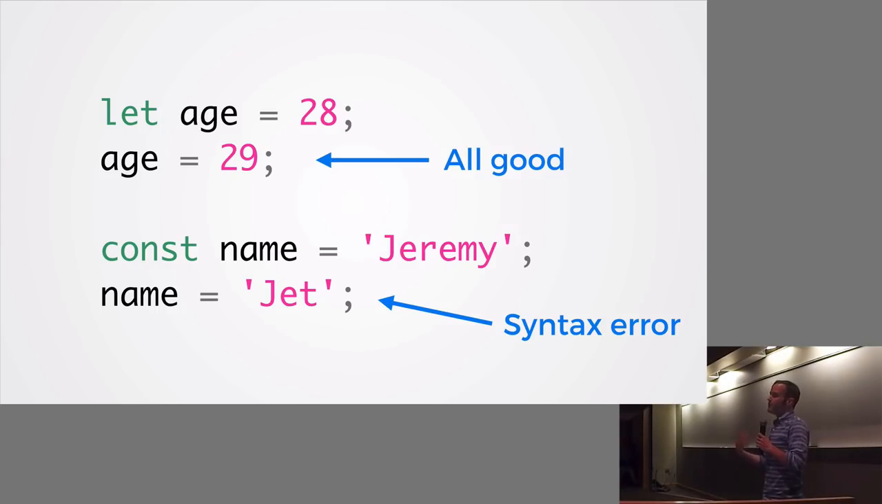And the difference from these with var is that they are block scoped. So with var, no matter where you place it, it's going to get hoisted up to the top of a function scope. In this case, with const and let, they're just going to be inside block scopes, and they're not going to leak out of that.